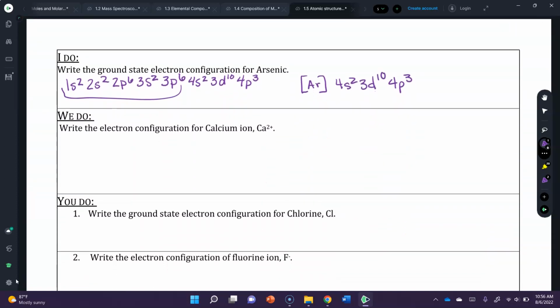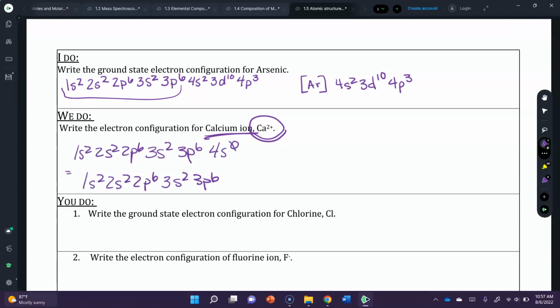Okay, I want you to pause the video and write the electron configuration for calcium ion, which has lost 2 electrons. Do not forget to show that it has lost 2 electrons. Okay, pause the video and do that, please.